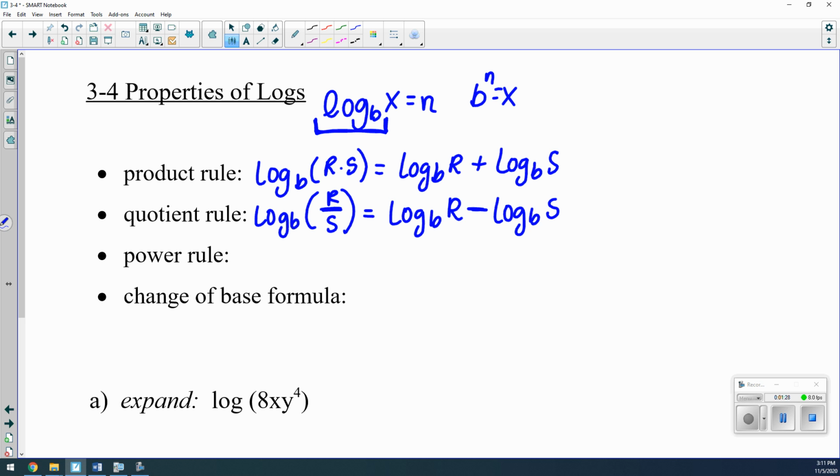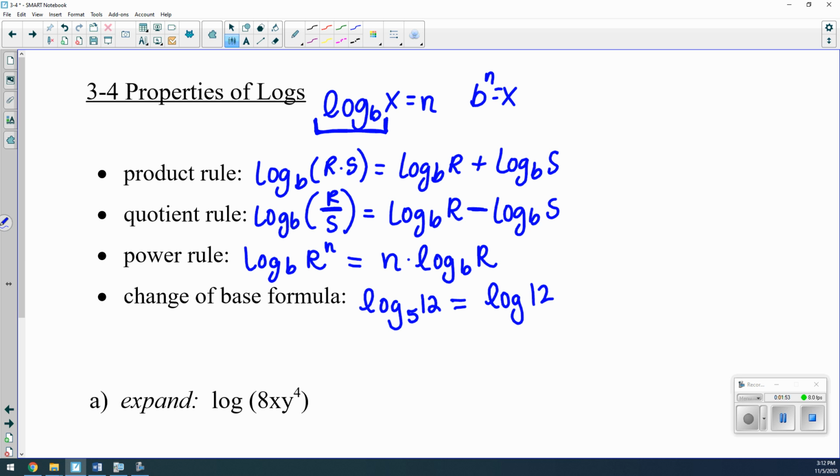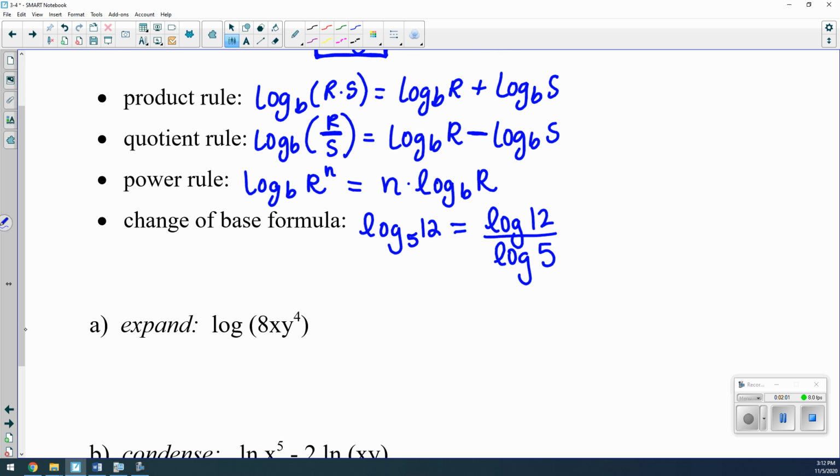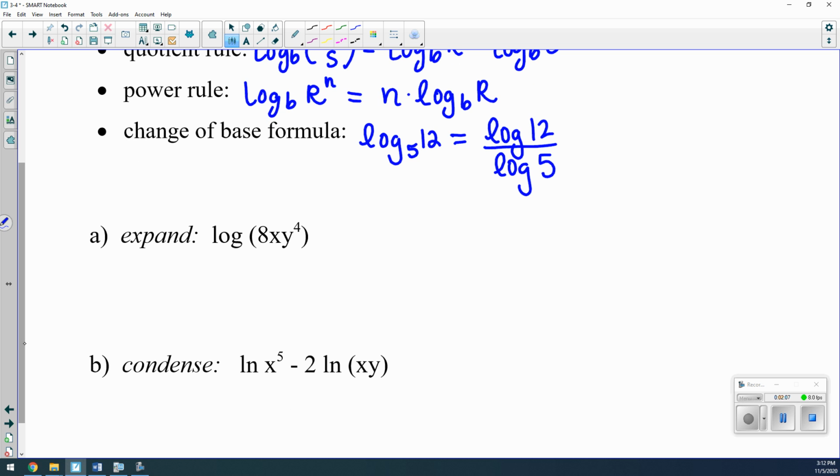And then the power rule says that if you have the log base b of something to like maybe the nth power, you can drop that power down in front and multiply it by the log base b of r. The change of base formula says that if you're trying to find like, let's say the log base 5 of 12, you can do that using common logs by taking the common log or log base 10 of 12 and dividing it by the common log or the log base 10 of 5. That's just a quick and easy formula in case you don't have the capabilities of changing the base on your calculator. So let's take a look at letter A.